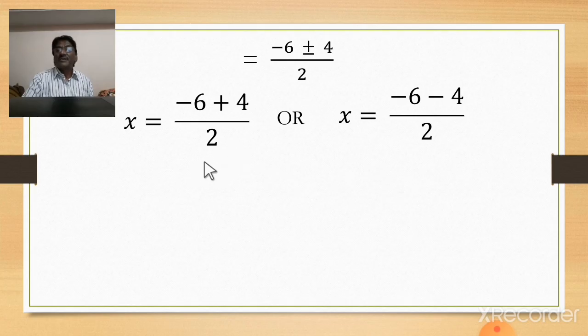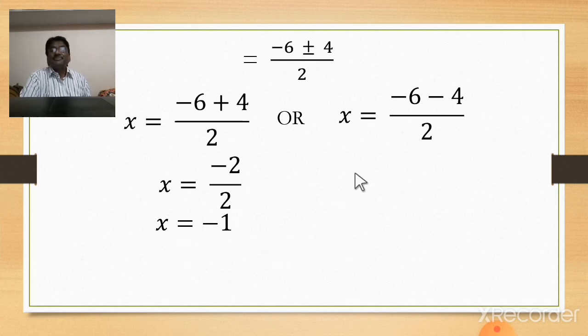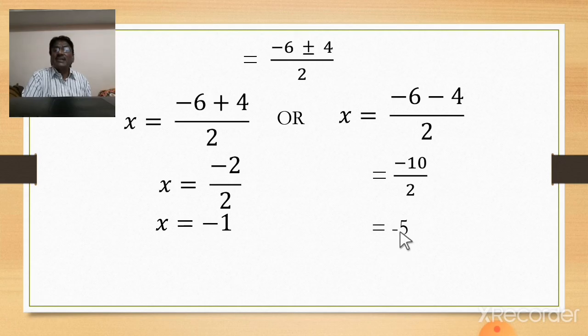Now we solve this equation. We get -6 plus 4. After calculation we get -2 upon 2, that means x equal to -1. Now in the right hand side equation we get x equal to -6 minus 4, that is -10 upon 2, that means x equal to -5.